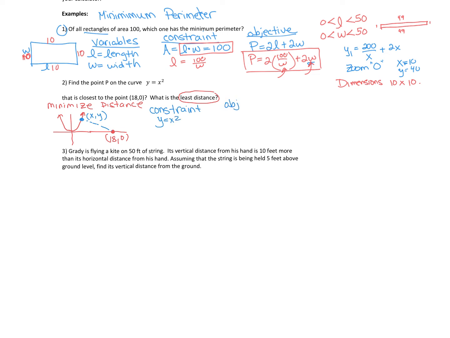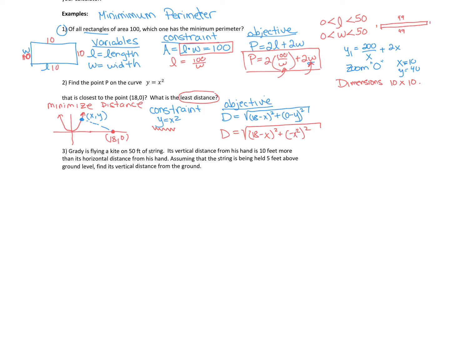My objective is to minimize the distance, and the distance would be the square root of the difference of the x's, (18 minus x) squared, plus (0 minus y) squared. Now again, my problem is that this is not in one variable, but I have this constraint that I can use, and I'm going to replace that y with x squared. So I'm going to have the opposite of x squared, squared.